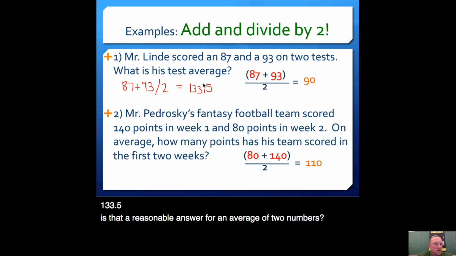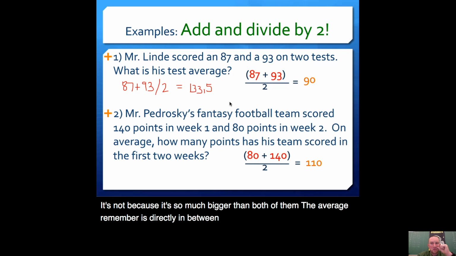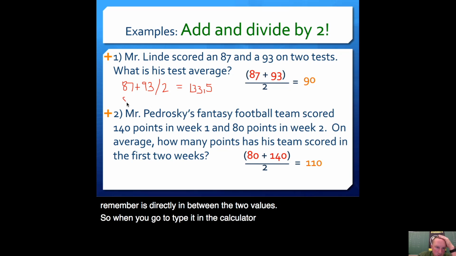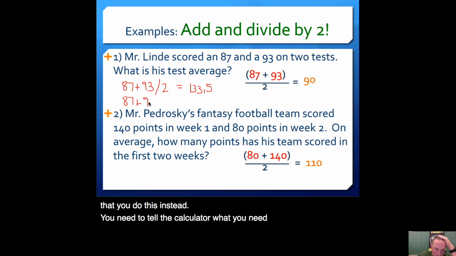Is that a reasonable answer for an average of two numbers? It's not, because it's so much bigger than both of them. The average, remember, is directly in between the two values. So when you go to type it in the calculator, you need to make sure that you do this instead. You need to tell the calculator what you need done first.